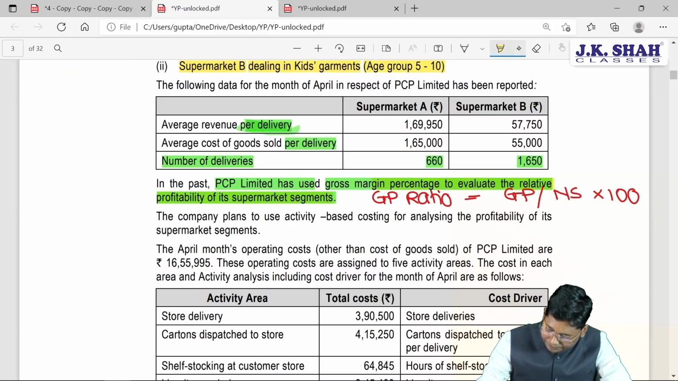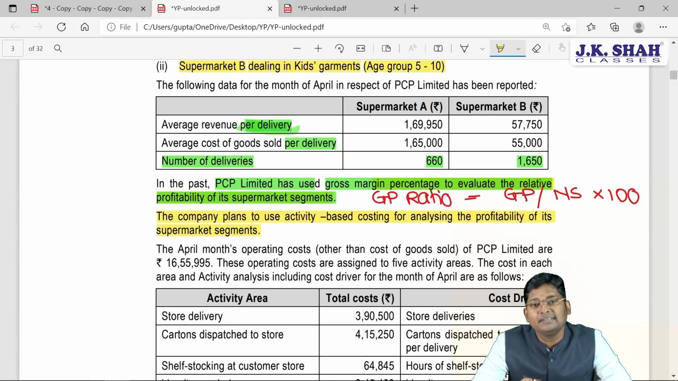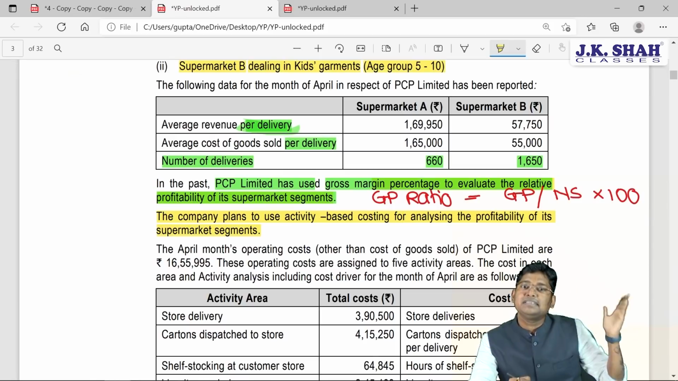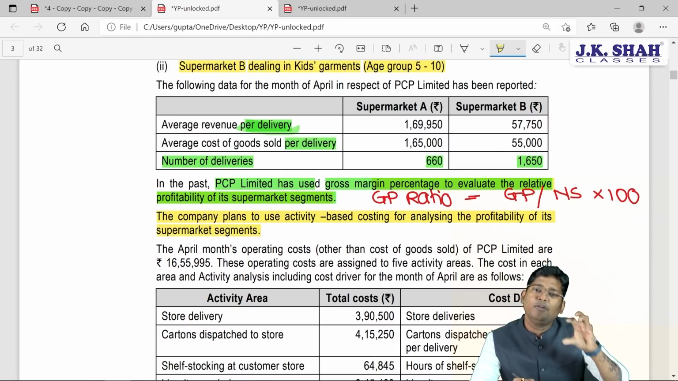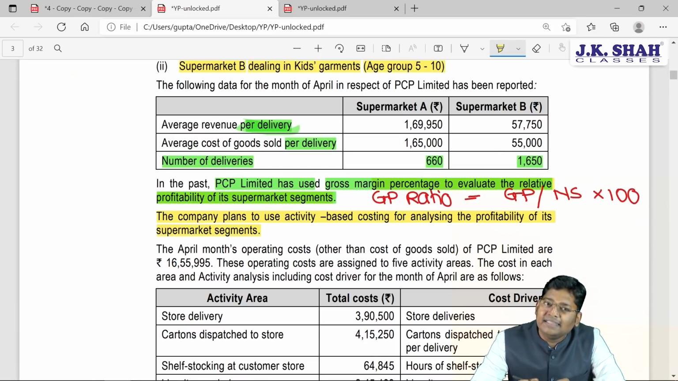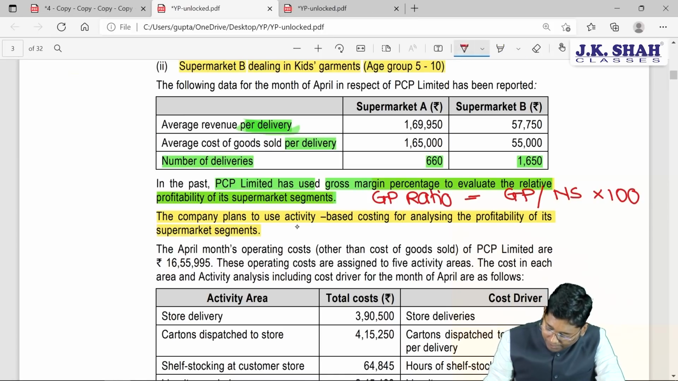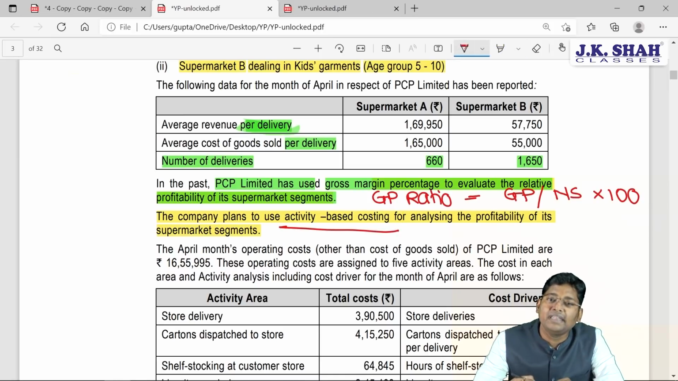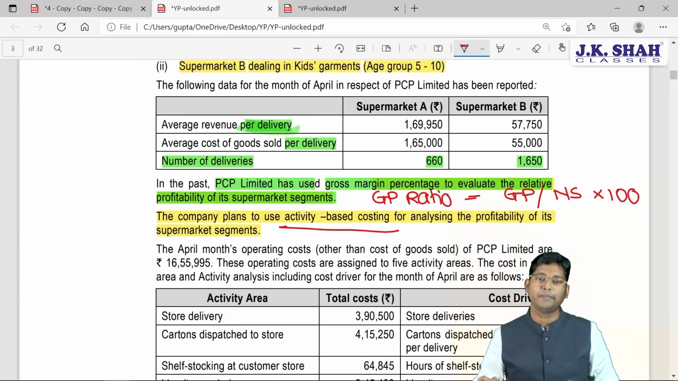The company plans to use activity based costing for analyzing the profitability of its supermarket segment, and this is something called future estimation. As far as the past is concerned, they used to only calculate GP ratio for analyzing the performance of the company, but in future they are planning to implement the ABC, that is activity based costing system, for analyzing the profitability of the supermarket segment.